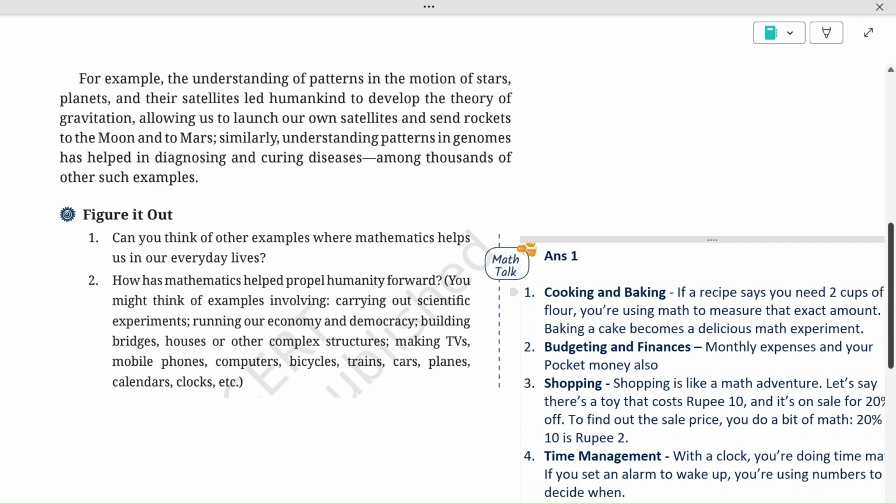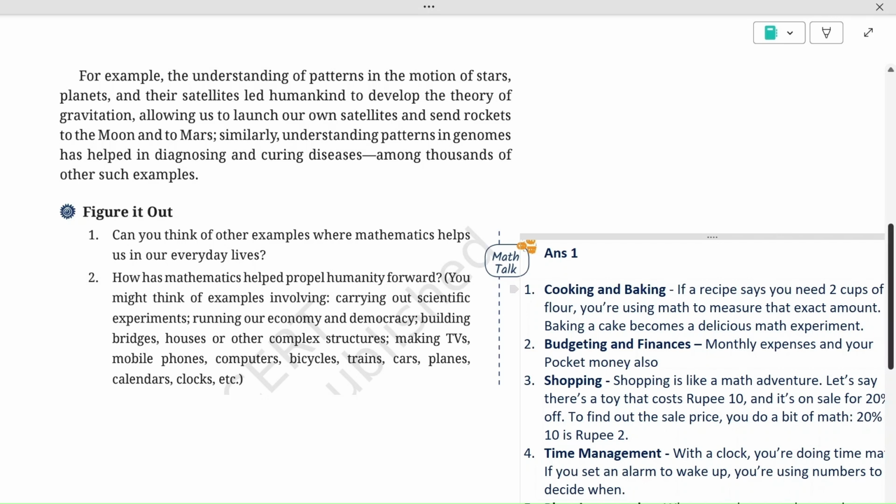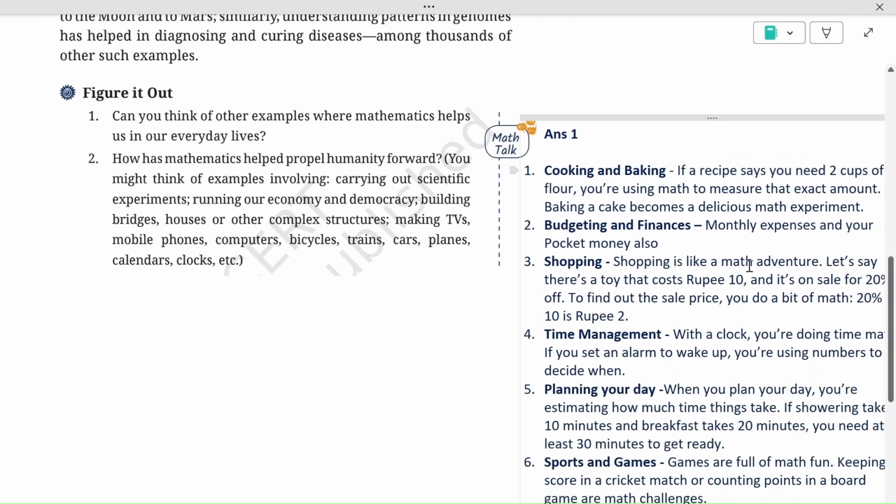we use mathematics. So here I have listed down a few of the points, the areas where we are using mathematics in our daily life. Let's go through them one by one. The first one is cooking and baking. So in cooking and baking, we always use some measurements, how much, in what quantity we have to add which ingredient. So there we are using mathematics.